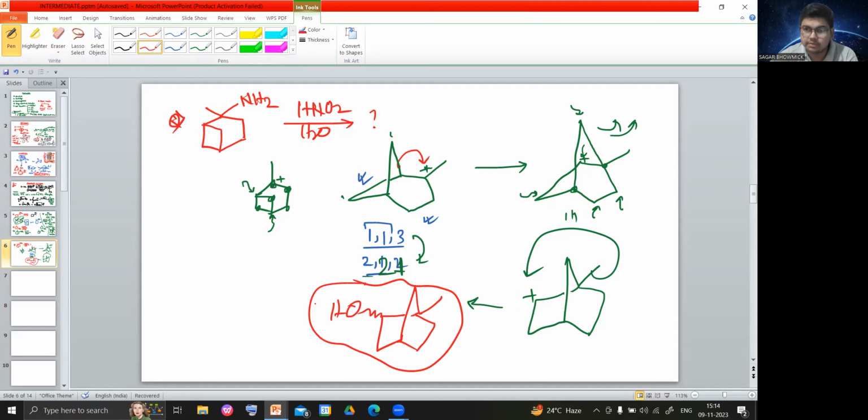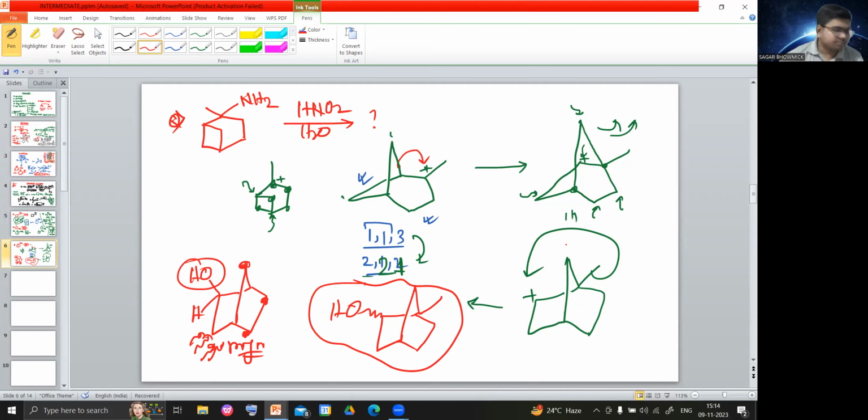To be more specific, this OH position, exo or endo, which will be major? This will be exo, like this. This will be major, because on the endo side the steric hindrance is more. On this lower side in the bridgehead position, there is steric hindrance of 2 carbons, but on the above side, steric hindrance of 1 carbon only. So exo OH will be the major product here. Okay, so this is our discussion.